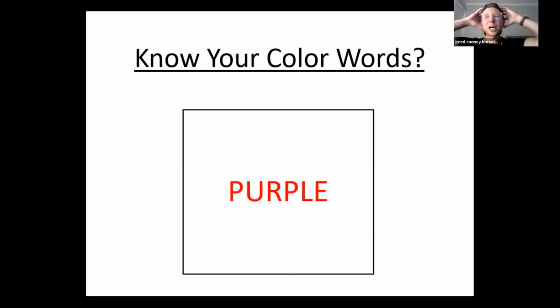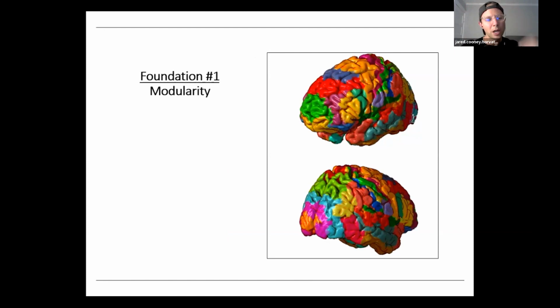You got word bit. You got color bit. We can feel these two different brains battling. And that's foundation number one. The brain isn't a unified thing. It's dozens of independent modules or networks all doing their own thing.